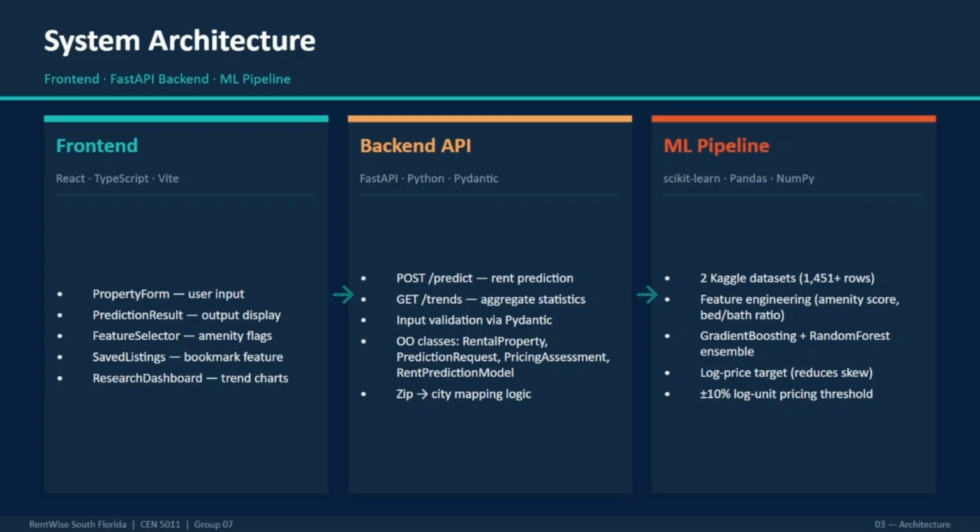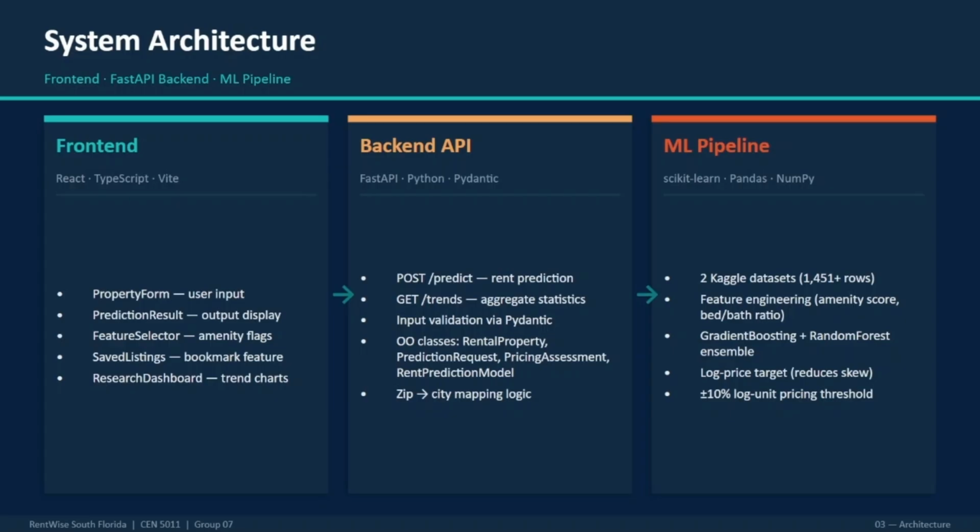Our front end is composed of 5 key components, which include the property form, which handles all of the user input; the prediction result, which displays the model's output; the feature selector, which uses toggle amenity flags; saved listings, which gives users the ability to bookmark listings that they want to revisit in the future; and the research dashboard, which displays aggregate price trends for the South Florida market listings.